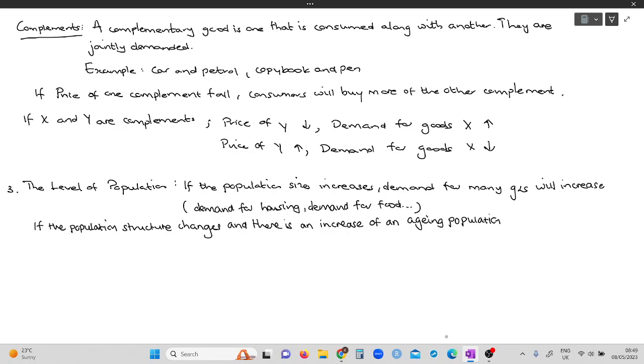So what happens whenever you have an aging population? Demand for retirement homes will increase, for example. Then you have also demand for many products such as healthcare, medical insurance. There will be high demand for these types of products. So this is the level of population as well as the changes in population structure can influence demand.